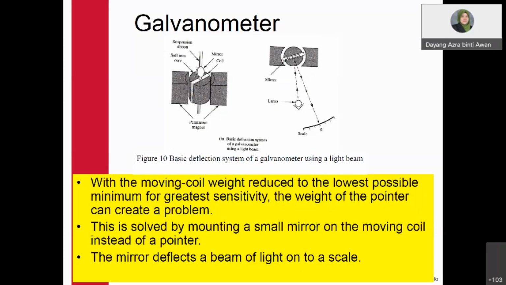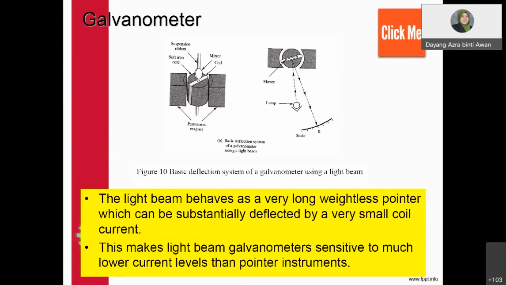Okay, so the weight of the pointer sometimes can create a problem in the original devices. So they just use a mirror and the light beam to calculate the measurement. The light beam behaves as a very long weightless pointer, which can be substantially deflected by a very small coil current. So this makes the light beam galvanometer much more sensitive to lower current levels than the pointer instruments.